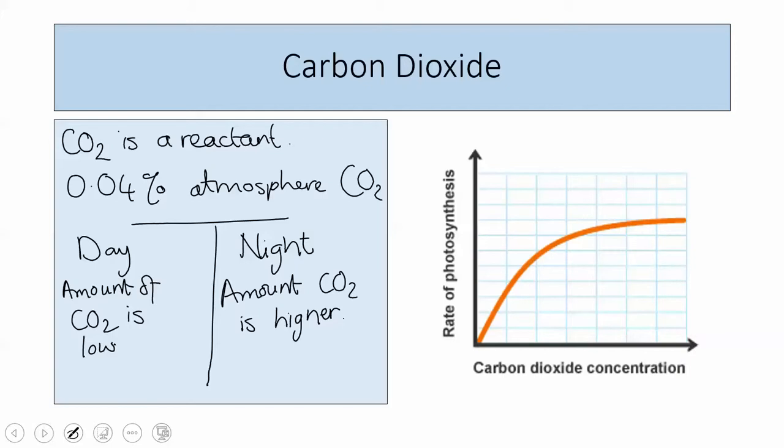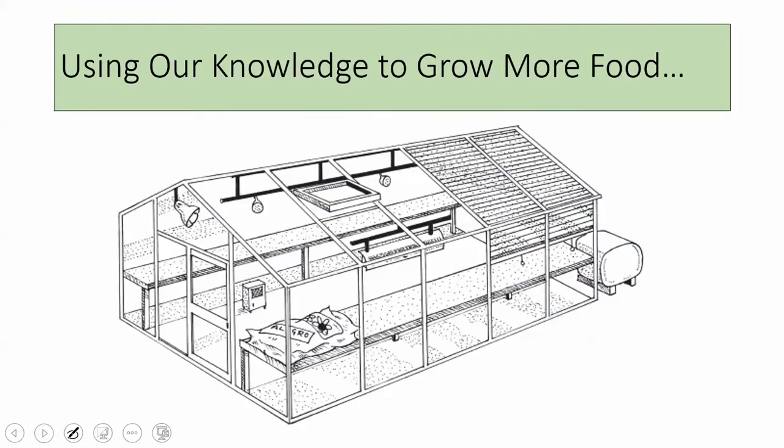At night, they're not photosynthesizing at the same rate, so they're not taking in and using up that carbon dioxide. They've just got carbon dioxide to get rid of from respiration. So actually at night, the amount of carbon dioxide around them can be higher. Alright, so we now know that there's 3 ways that photosynthesis can be limited. So now we've got that knowledge, we can use that knowledge.